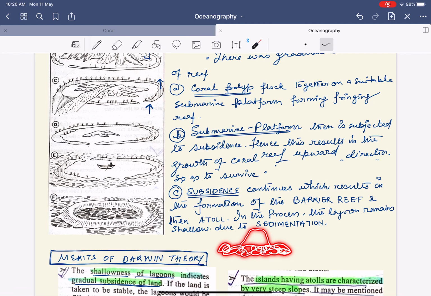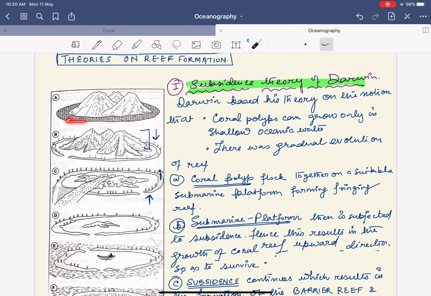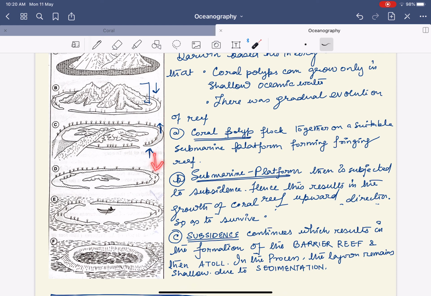Now what happened is that this particular mass started subsiding, meaning it started going beneath the water, or there was a rise of the water level. Due to this rising of the water level or the subsidence of the island, the fringing reef started growing. The fringing reef with its growth led to the formation of the barrier reef. Again there was further subsidence, and this barrier was converted into atoll islands. And finally, the atoll islands.